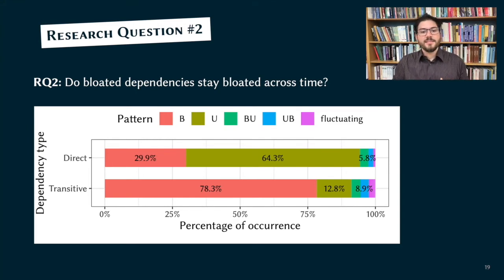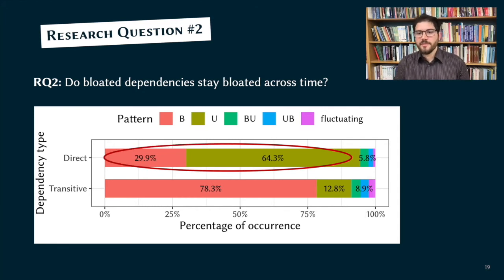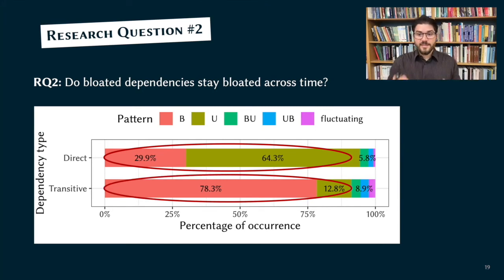We found that 64.3% of the direct dependencies are always used in the project, whereas 29.9% of them are always bloated. This means that most direct dependencies never change their status through the evolution of the software project. On the other hand, 78.3% of the transitive dependencies are bloated from the start, whereas 12.8% are always used. This means that transitive dependencies also do not change their status over time.